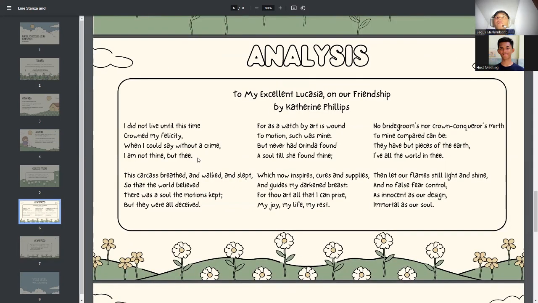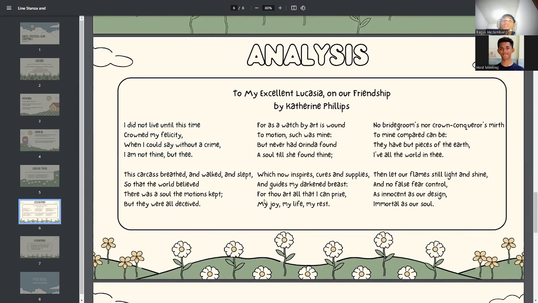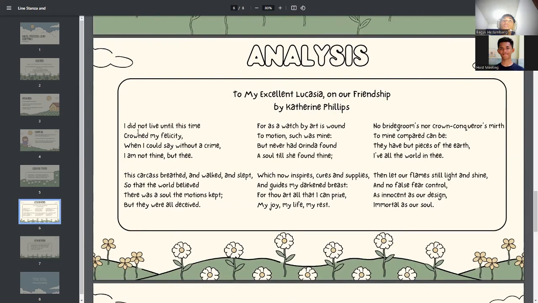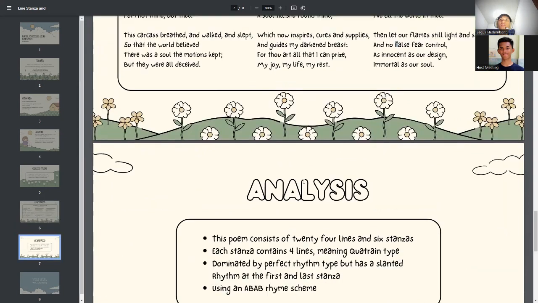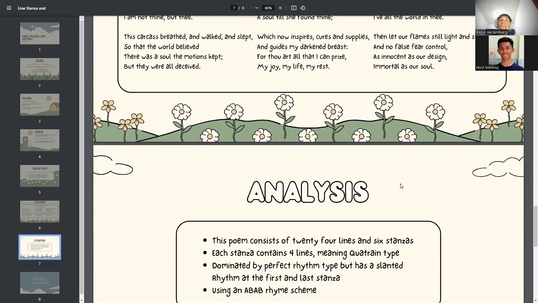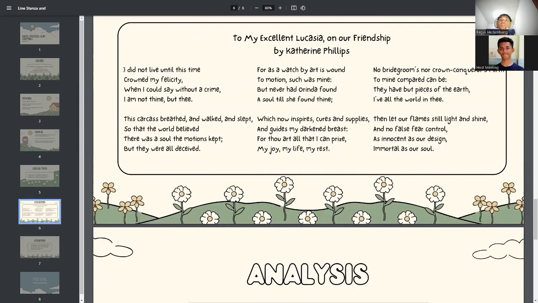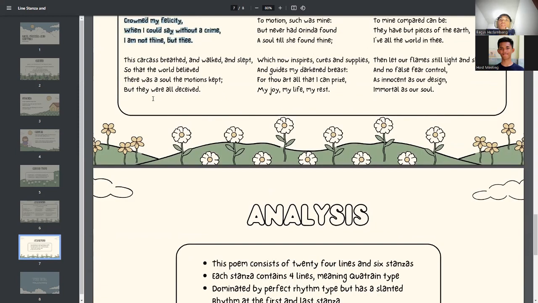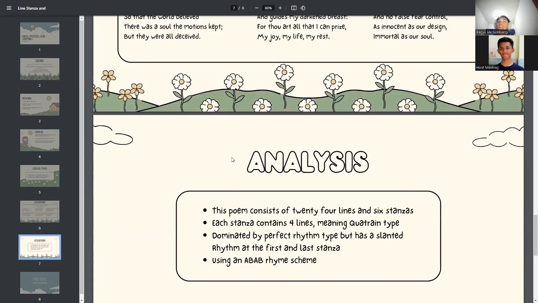So let's see. 4 lines: one, two, three, four. One, two, three, four. There are 4 lines, and this is by 6: 1, 2, 3, 4, 5, 6. Then 4 times 6 is 24. So yes, it is made up of 24 lines and also 6 stanzas. Each stanza has 4 lines in it, meaning it is called a quatrain stanza. And that's the second analysis.